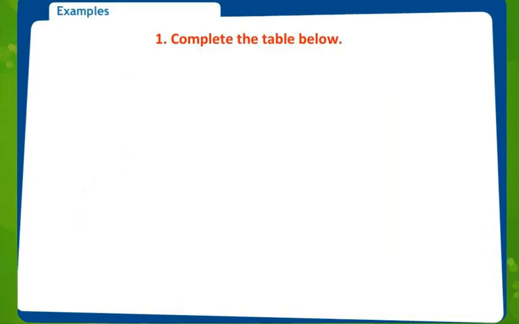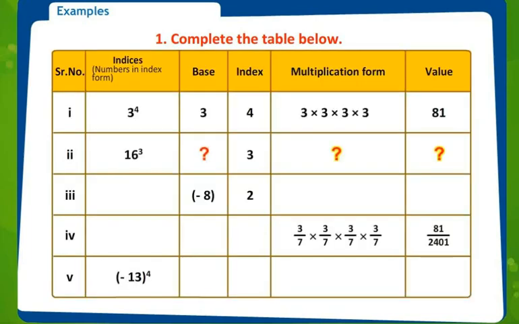Now we will apply the base and index concept to the table given below. Let's complete the table now. You can see the indices, base, index and the multiplication form is given along with its value. The first one is solved. You can see the index is 3 raised to 4. 3 is the base, 4 is the index. Its multiplication form is 3 multiplied 4 times. And the value, when you multiply 3, you will get 81. Now like this we will solve for the rest of the sums.